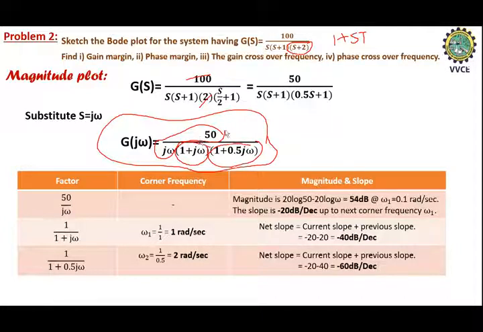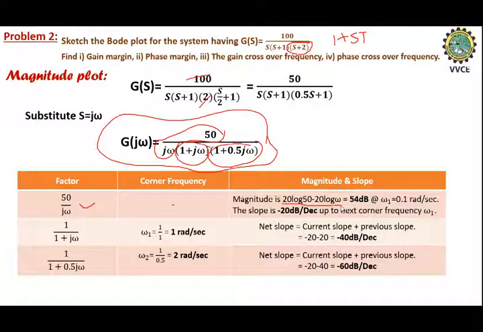So here 50 by j omega is the first factor. For this we need to find out the initial magnitude in order to begin the Bode plot. We need a starting point for every graph. How to find out the initial magnitude? Apply logarithm to this complete factor. So it will become 20 log 50 minus, since omega is a denominator factor, we need to consider negative, 20 log 50 minus 20 log omega.